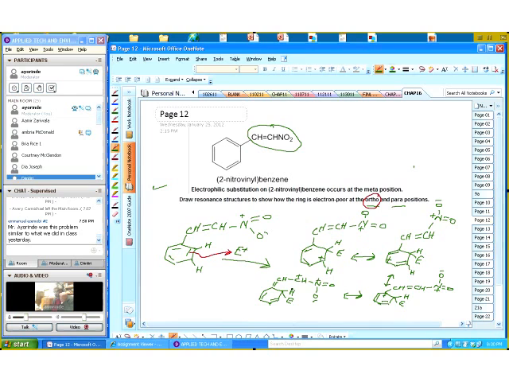Now, you see where the problem is. Anytime you write a resonance structure and you have two positive charges next to each other, that is a terrible resonance structure. That is very destabilizing. So therefore, that is why this group, instead of being an ortho-para director, will be a meta director. Because when it directs the group to the meta position, you do not obtain a destabilizing resonance structure just as you have here. So that is the essence of this problem. Okay? Do you follow that?